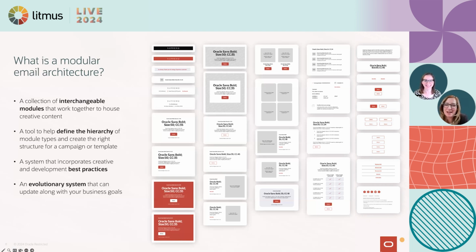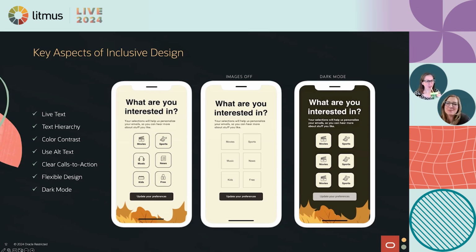Now let's take a step back and dive into how we make decisions about the content and the elements that get pulled into these modular creations. All right, let's start with the key aspects. So first off, live text. You're going to hear that a lot.